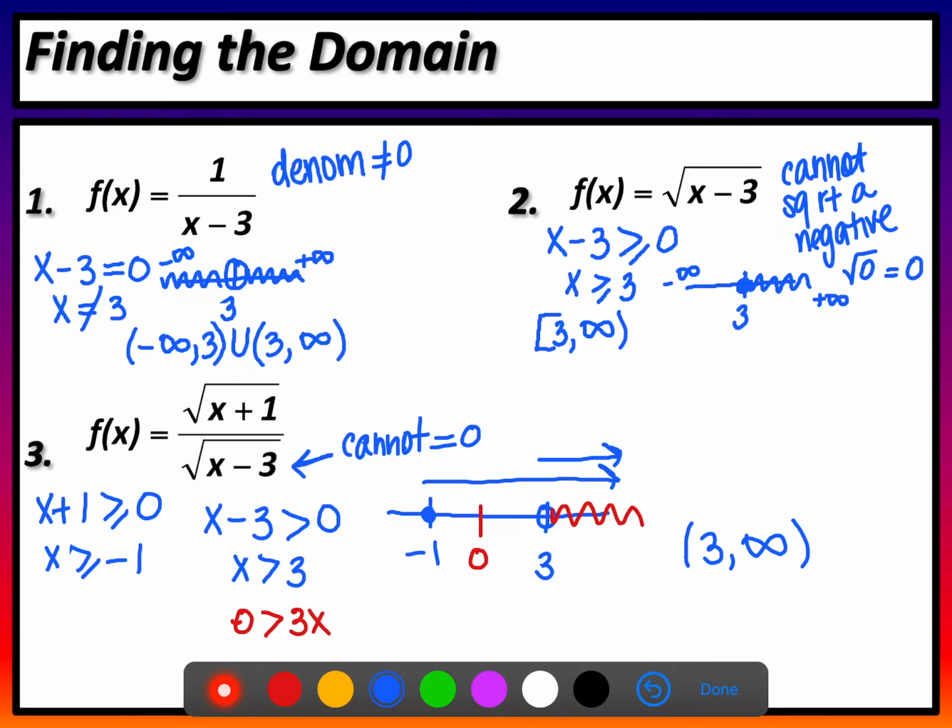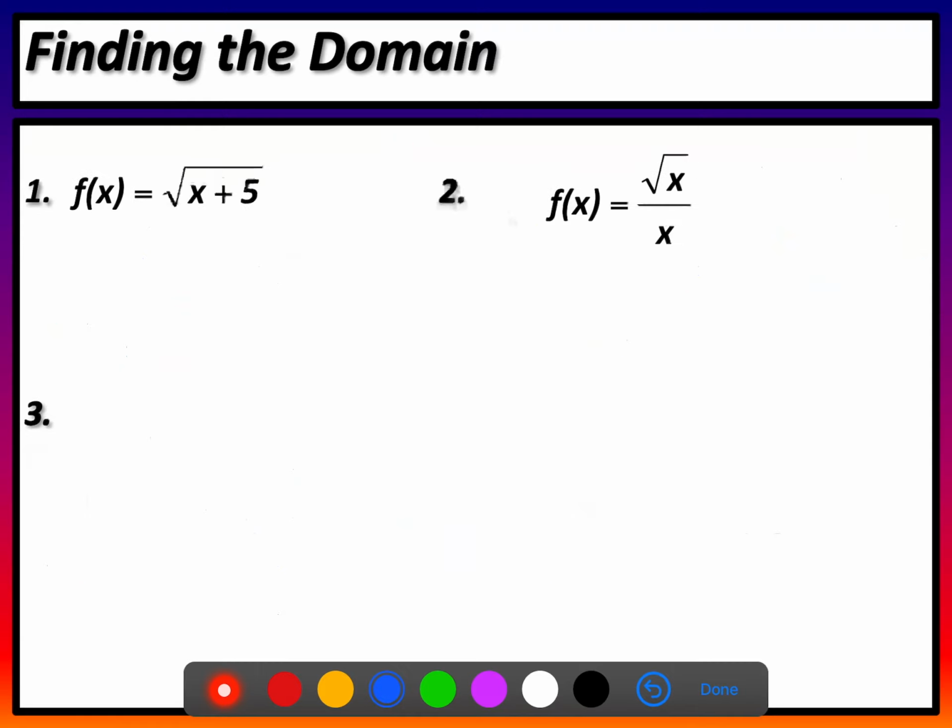Okay, so those were the 3 different situations that we're going to encounter today with domain. Okay, we can try a couple more. All right, so again, just a regular square root. We're going to take what's underneath and set it greater than or equal to 0, making sure it's only positive values.